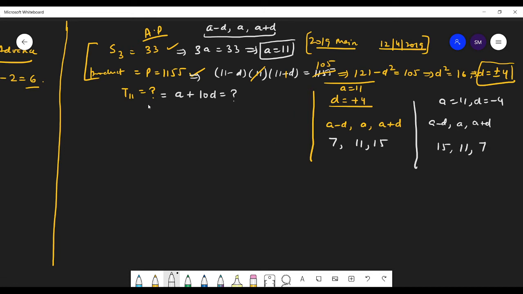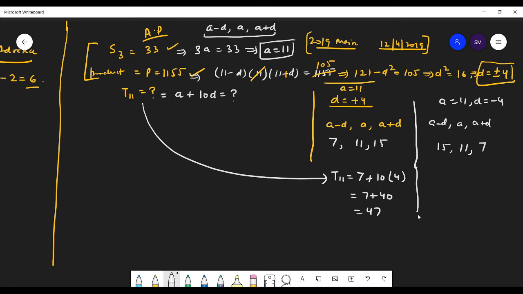So it means you will get 2 values of T11, because both can be the AP. Now what is T11? What is a here? 7 plus n minus 1, which is 10, and d you have taken as 4. So what do you get here? 7 plus 40, that's 47. What is the other value?